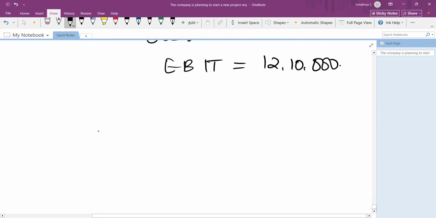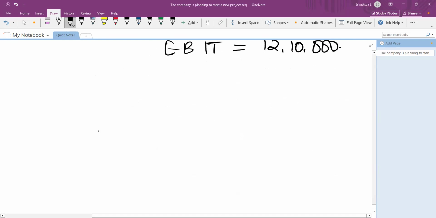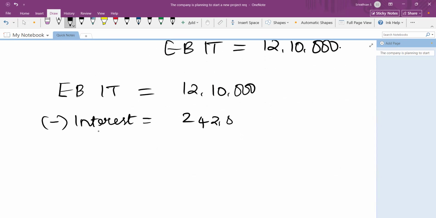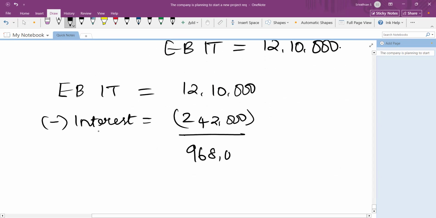From now onwards, let's calculate the net income and divide it by the number of outstanding shares. We will get the EPS, right? So EBIT is equal to 12,10,000 minus the amount of interest. What is the amount of interest that we calculated? It is 2,42,000, which is nothing but 8% of 30,25,000, right? So 12,10,000 minus 2,42,000, we get 9,68,000, which is nothing but EBT of the company.